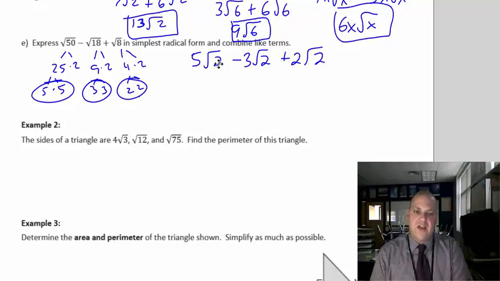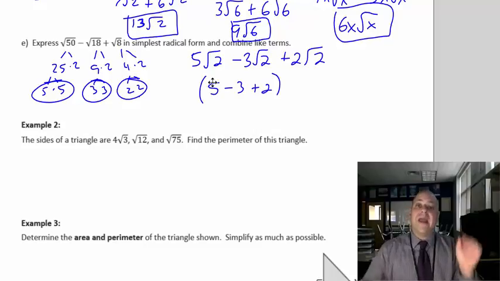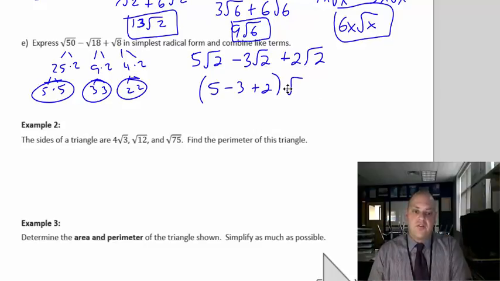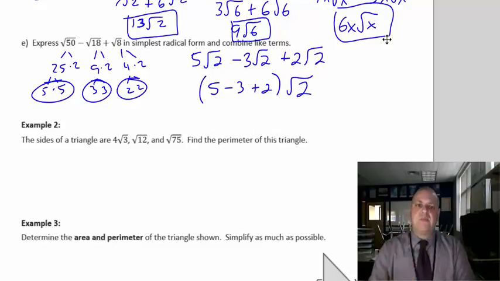So I'm going to put this all in parentheses. 5 minus 3 plus 2. Those are all my outside numbers. And then, of course, it's just going to be radical 2, because you just keep the radical.